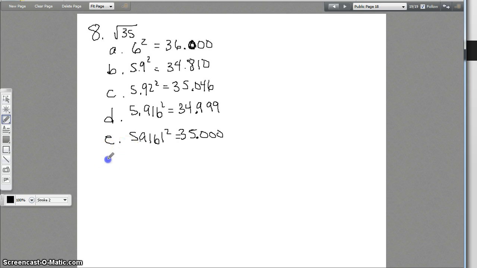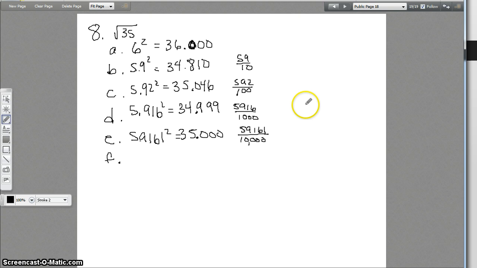Okay, so part F says, each number in parts A through E is rational. Explain why. Well, 5.9 can be written as 59 tenths. 5.92 can be written as 592 hundredths. 5.916 can be written as 5,916 thousandths. And 5.9161 could be written as 59161 over 10,000. So all of these can be written as fractions. And since they can be written as fractions, it means that they are rational numbers.